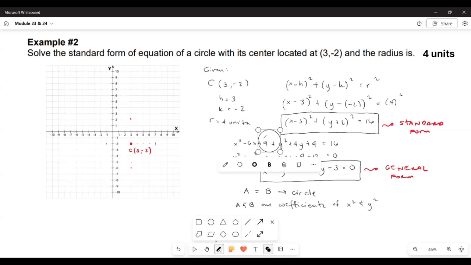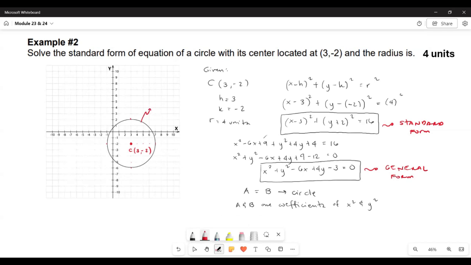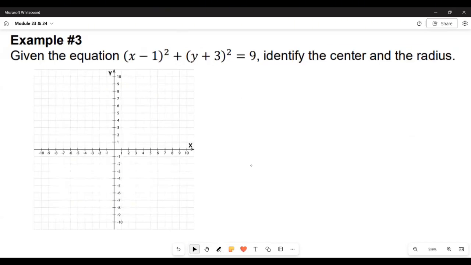Gamit ulit tayo ng shape. Itong circle natin, yan ay (x minus 3) squared plus (y plus 2) squared is equal to 16. Of course, meron diyang radius. Yung radius niya is 4. I hope clear yung ating second example. Let's proceed to our third example para mas magets natin. Here in example number 3, we have a given equation (x minus 1) squared plus (y plus 3) squared is equal to 9. Identify the center and the radius. Binigyan tayo ng equation ng mismong circle wherein it is a standard form. Sulat muna natin yung given, yung mismong given na equation.